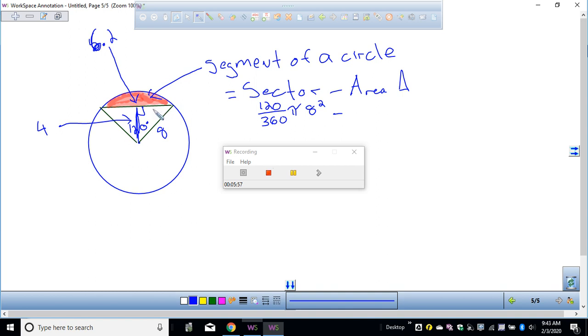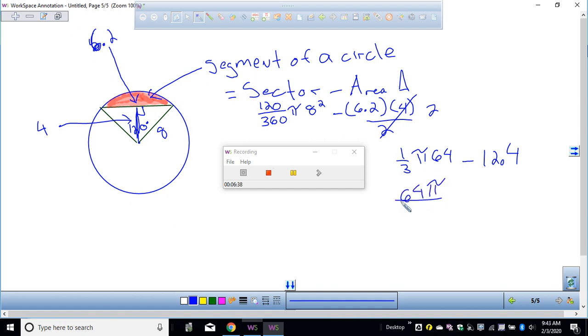But if I did do that, I would go 6.2 times 4 divided by 2. Base times height divided by 2. So I get 120 over 360, which is 1/3 of pi times 64, minus 6.2 times 2, minus 12.4. So if they ask you for an exact answer with this type of problem, you write it like this. Minus 12.4. This is exact.